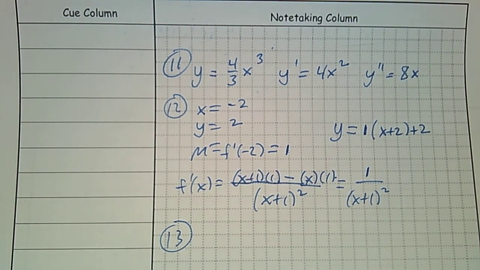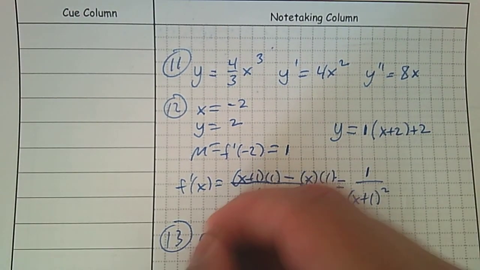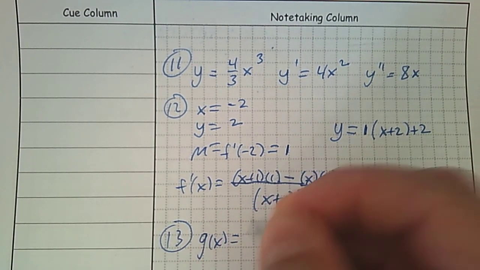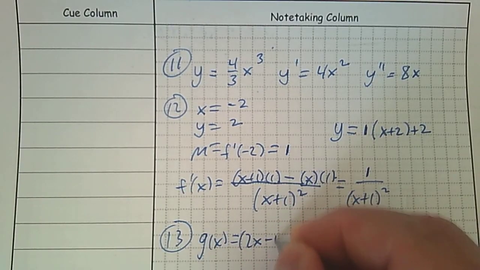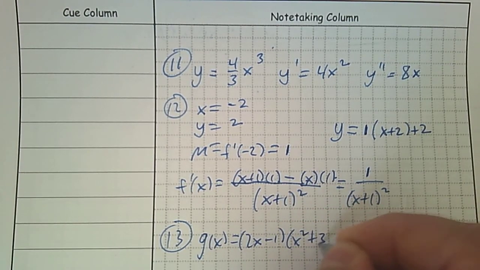Number 13, it says, find the x-coordinates of points at which the graph of g has a tangent line parallel to that graph. So we're finding the x-coordinates only. So first of all, I'm looking for the x-coordinates. I'm given a function, g of x equals 2x minus 1 times x squared plus 3.